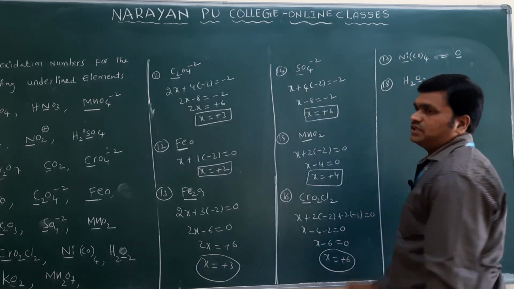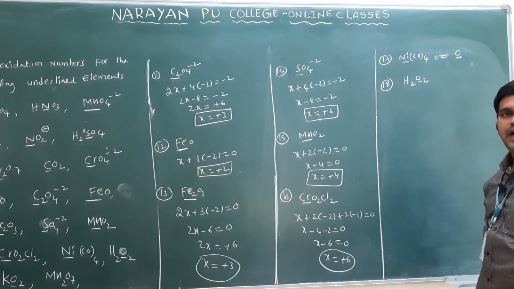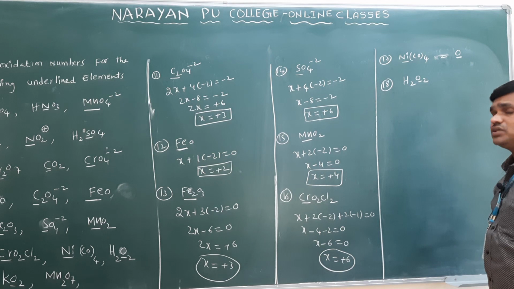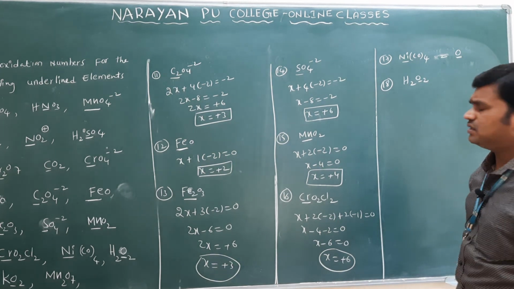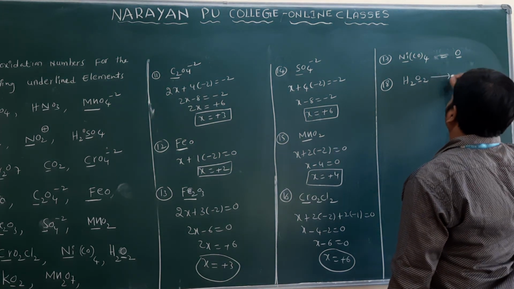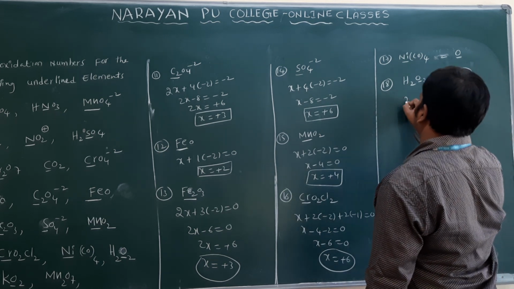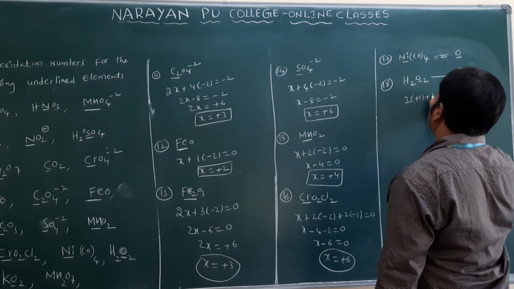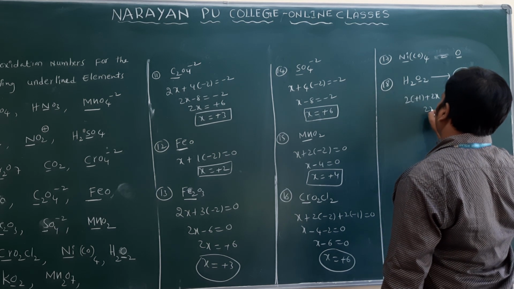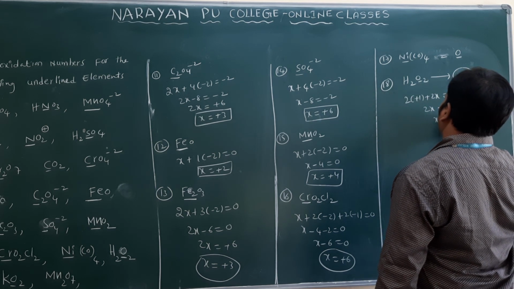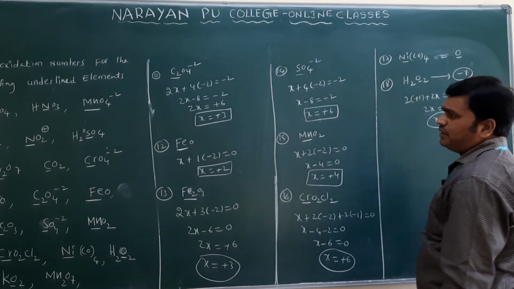Next example, H2O2. You will find out the oxidation number. H2O2 is hydrogen peroxide. In peroxide, generally what is the oxidation state of oxygen? Not minus 2; you will write minus 1. So how can you identify this? This is 2 into plus 1 plus 2x equal to 0. 2x equals minus 2. x equals minus 1. If you know it, you can directly write it.